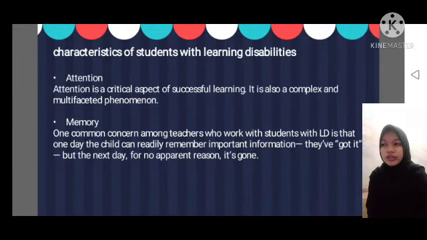Next is characteristics of students with learning disabilities. Point number 1 is attention. Attention is a critical aspect of successful learning. It is also a complex and multifaceted phenomenon. There are 3 important aspects of attention. First, there is task engagement. To succeed in school, students must be able to persist at tasks. Students with LD are often off task in the classroom.